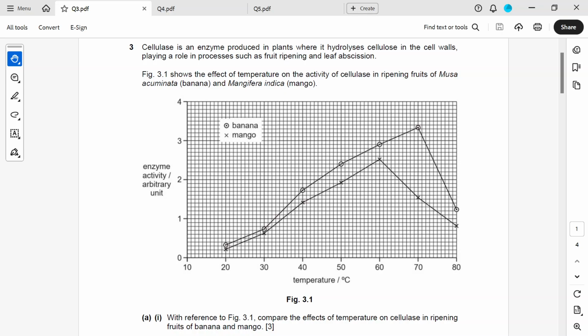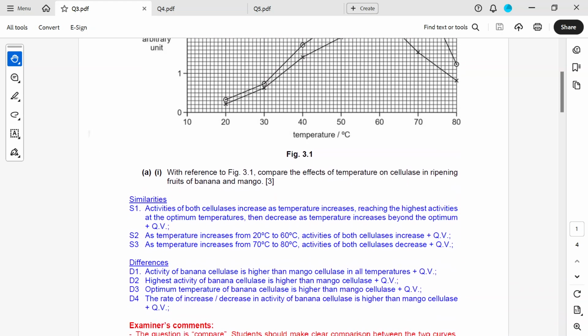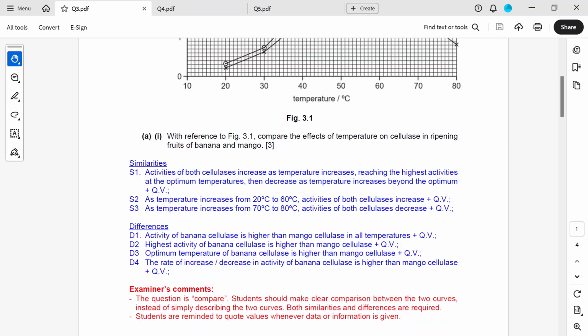So compare also requires you to have both similarities and differences, which quite a number of you forgot about, the similarities. So the answers are as such. I'm not going to read out the answers. You can read the answers yourself. Just a reminder that compare, not describe. So really, you should talk about the similarities and differences that you can see based on the shapes of the two curves. And remember to QV.